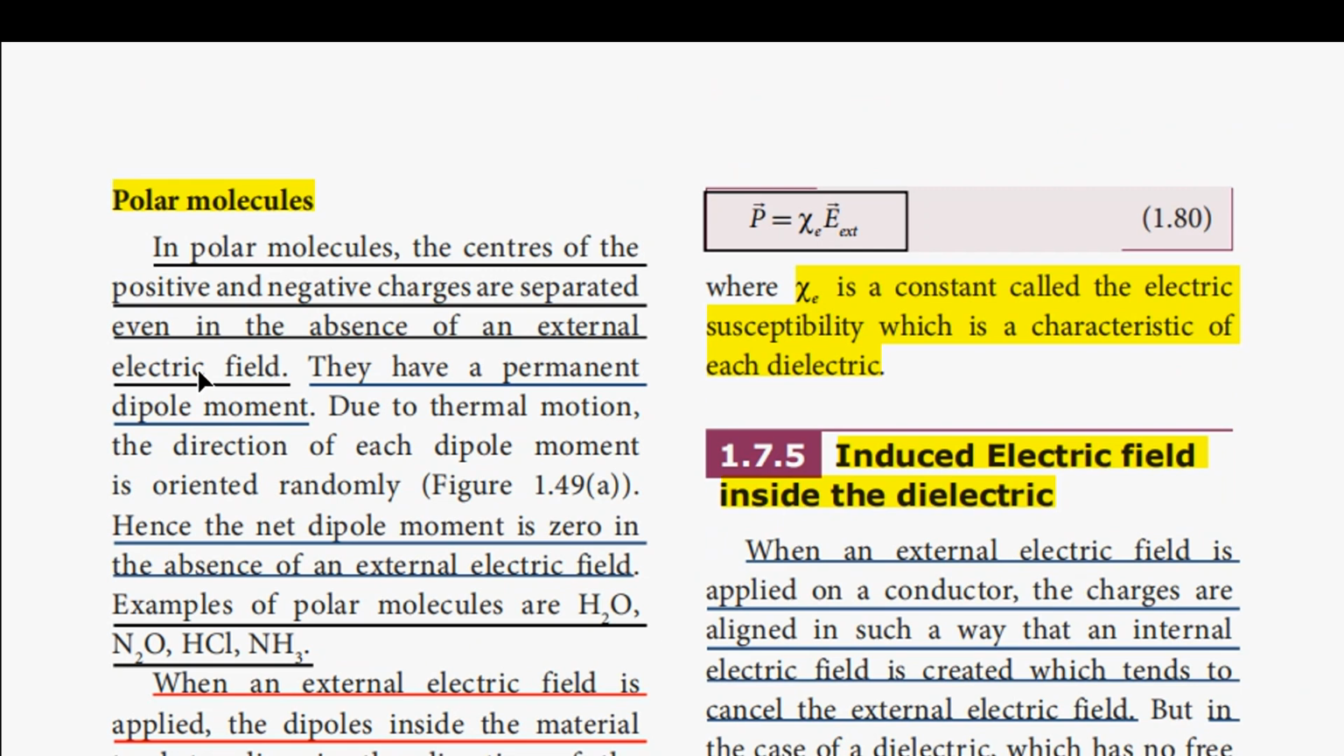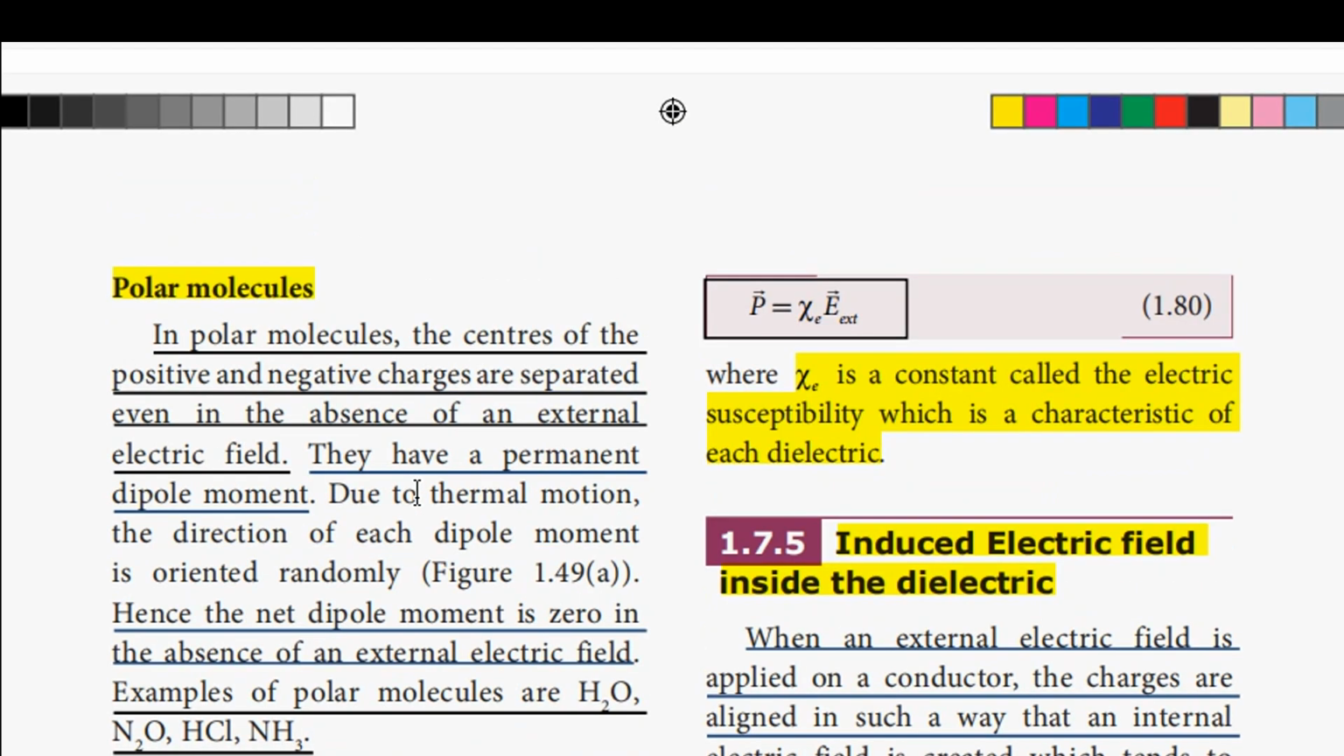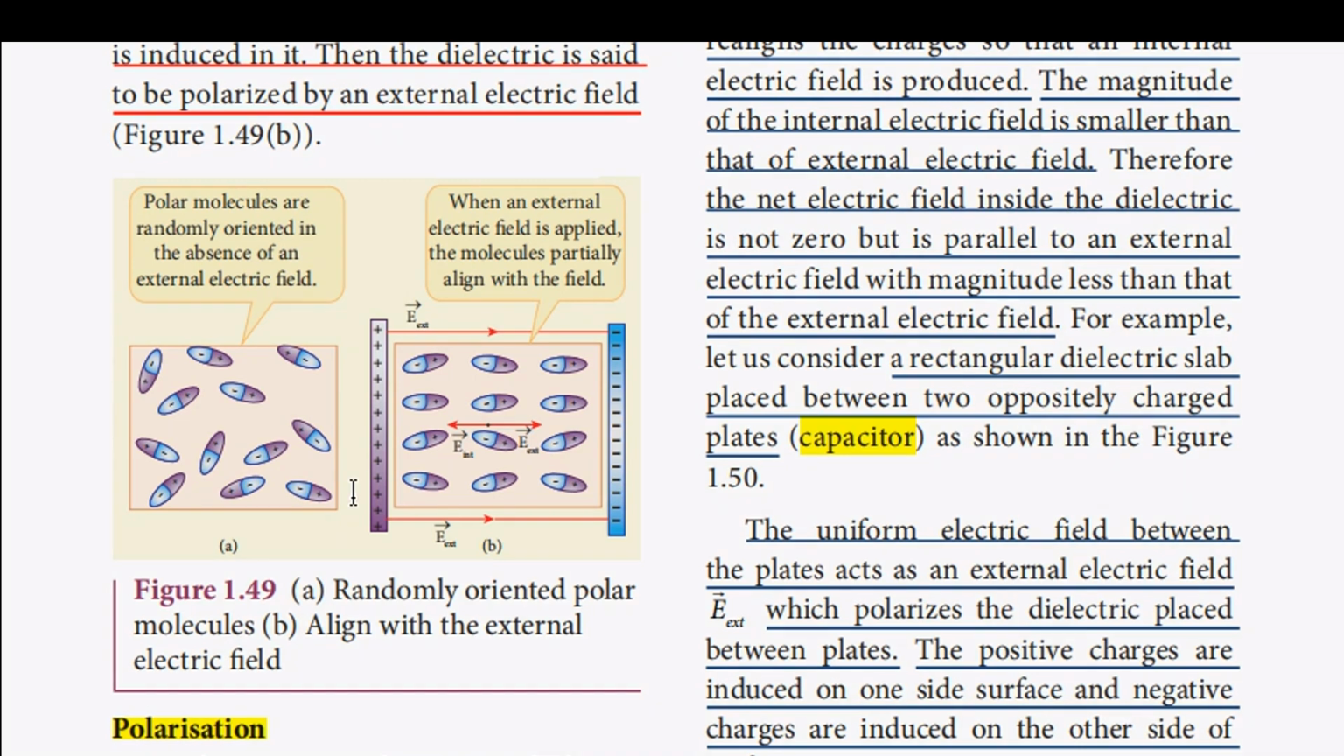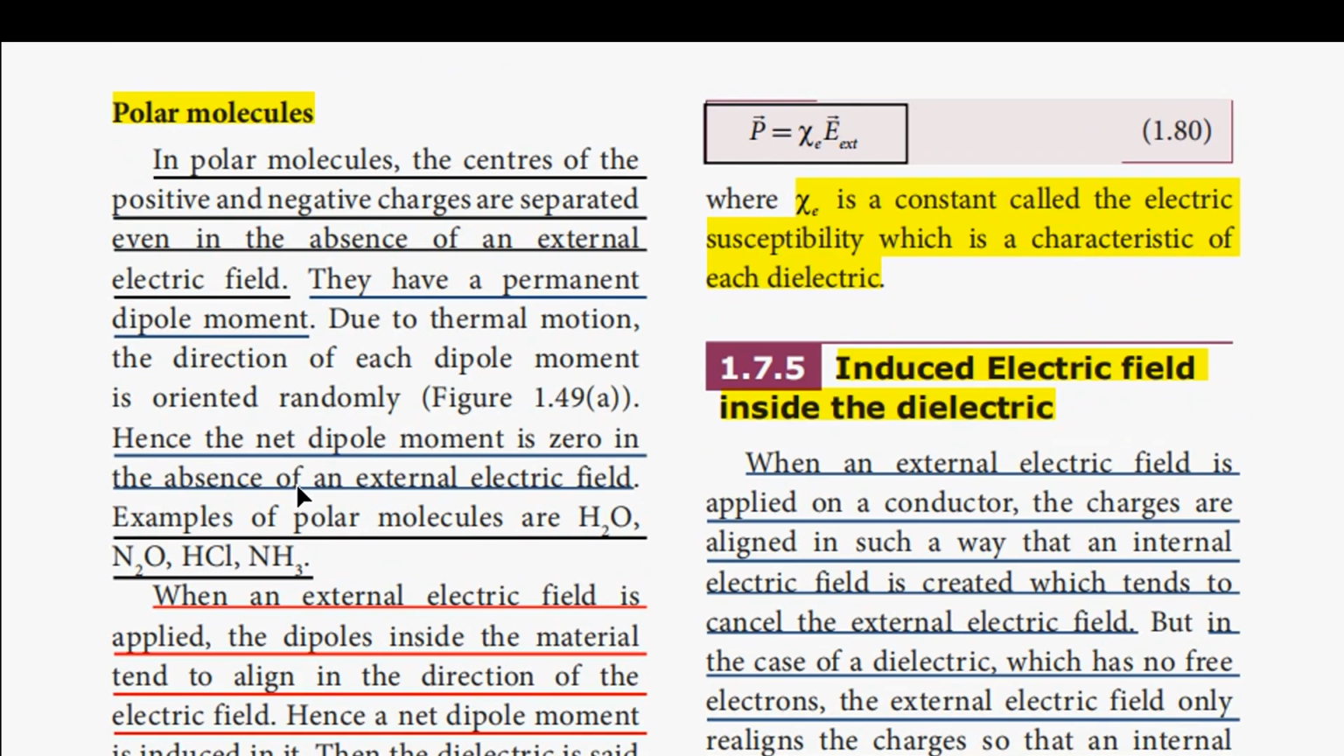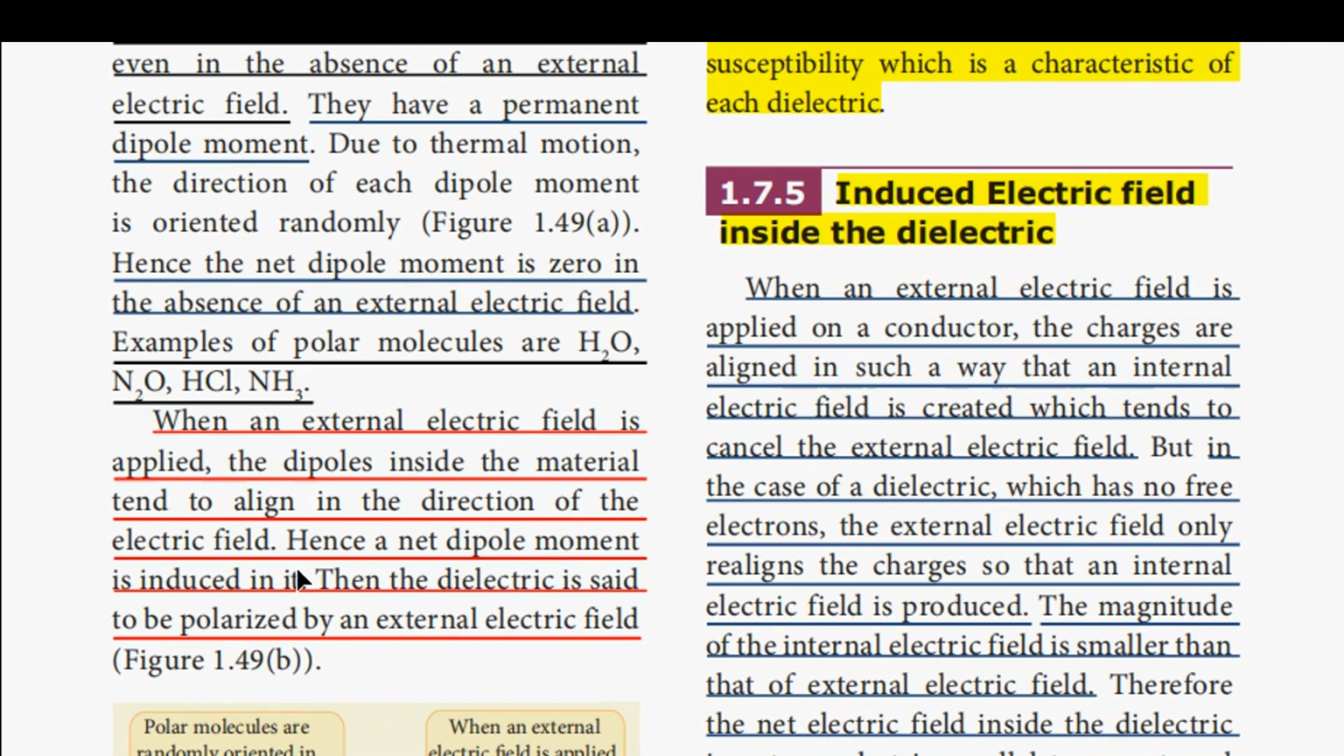Let us see what are polar molecules. In polar molecules, the centers of the positive and negative charges are separated even in the absence of an external electric field. They have a permanent dipole moment. Due to thermal motion, the direction of each dipole moment is oriented randomly, as given in 1.49a. Since the net dipole moment is 0 in the absence of an external electric field, the examples of polar molecules are water molecule, N2O, HCl, and H3.